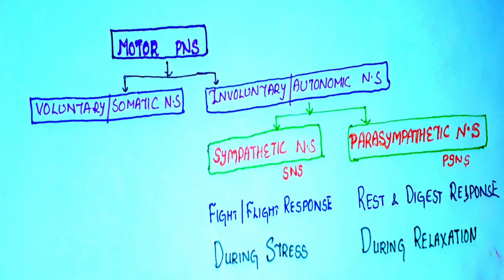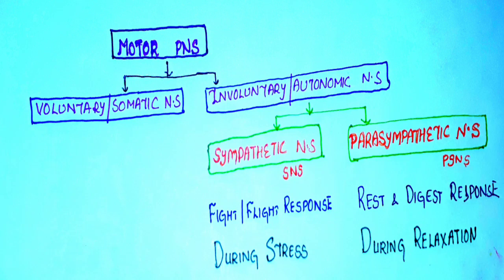Now, motor response. Once sensory input goes to central nervous system, it should respond. There are two types of motor responses. Some of the motor responses we can voluntarily control, and they are called voluntary or somatic peripheral nervous system, and some motor responses we cannot control voluntarily, they are not under our control, they are automatic, and hence they are called involuntary or autonomic nervous system.